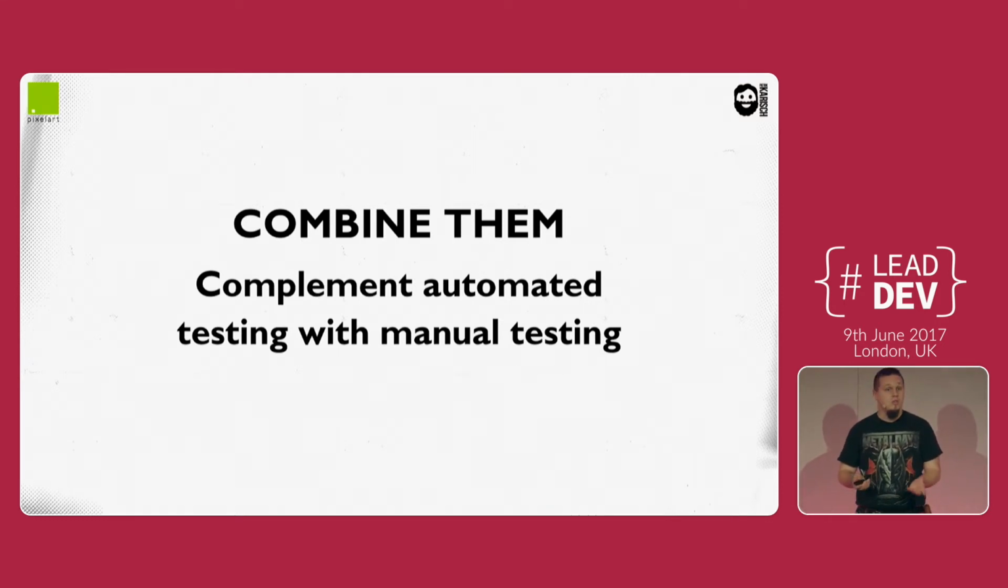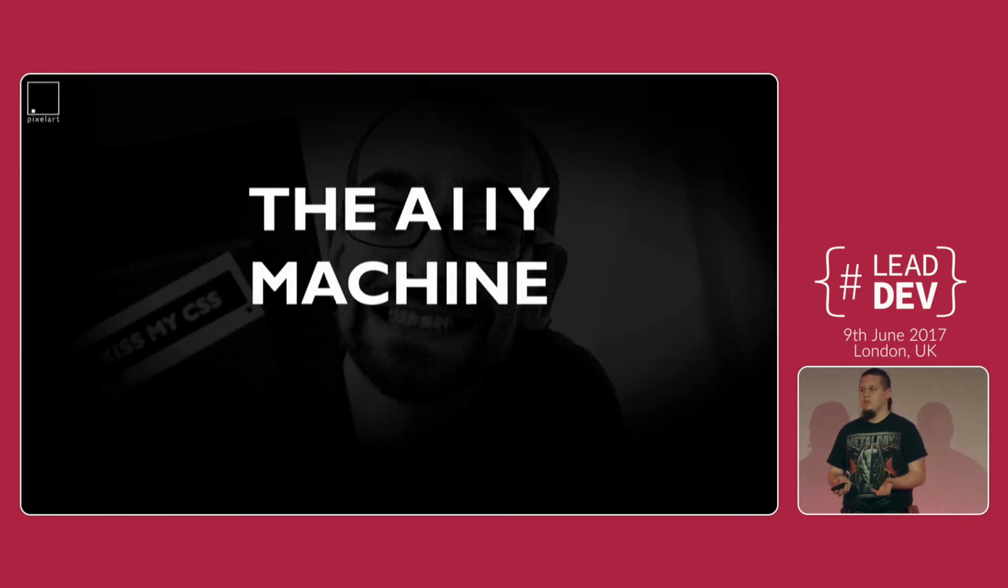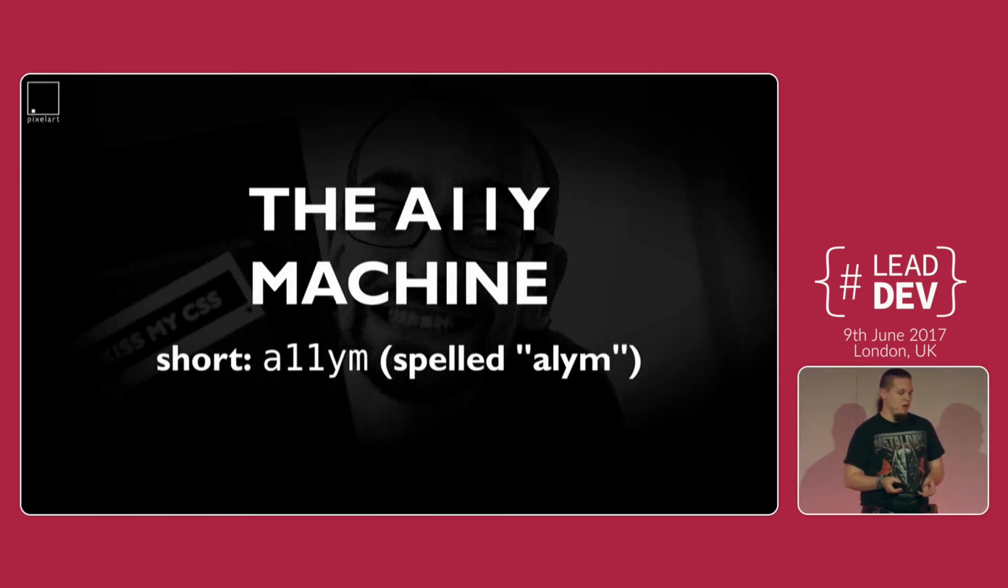But, which tool should we use? Let me introduce you to the accessibility machine, or shortly called A11y, written A11ym. It's short enough to remember that. What is A11ym? A11ym is an automated accessibility testing tool which crawls and tests pages of any web application to produce detailed reports. That's the official description on the GitHub repo.